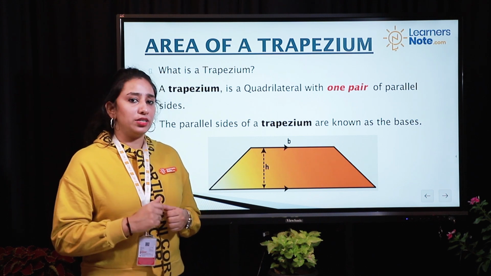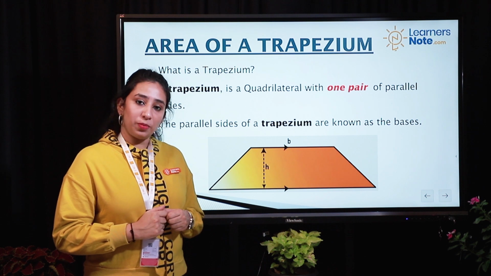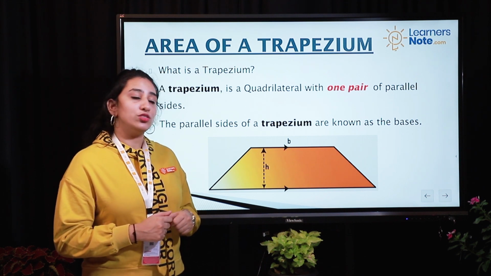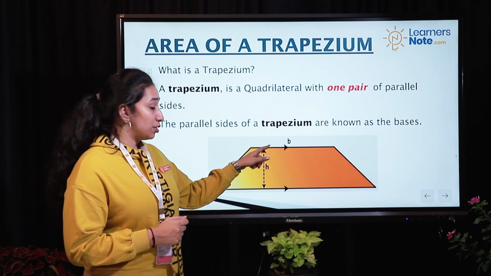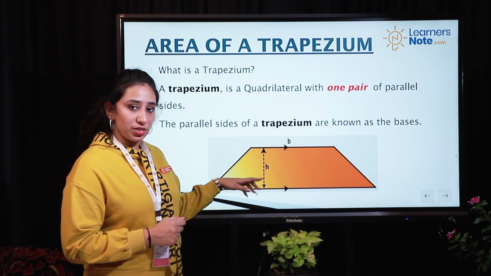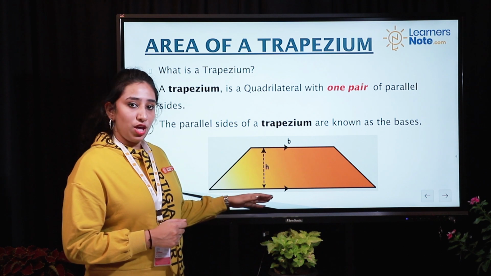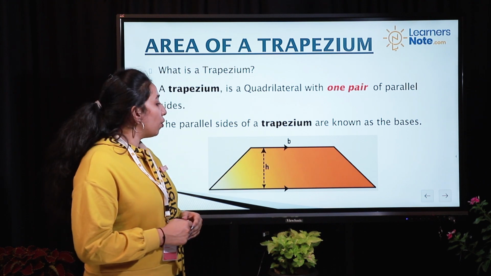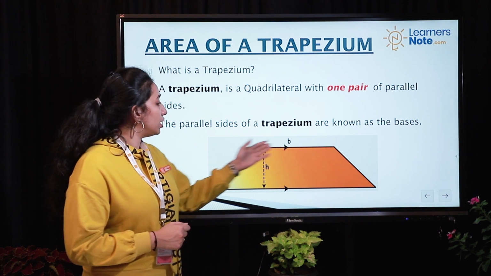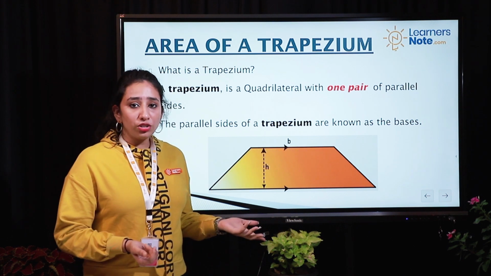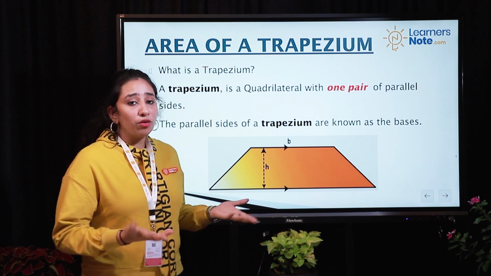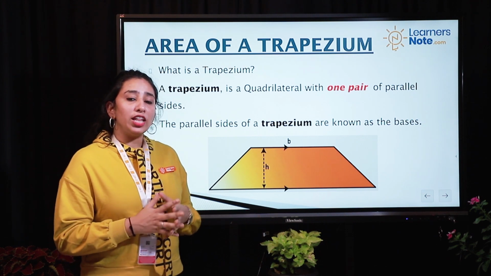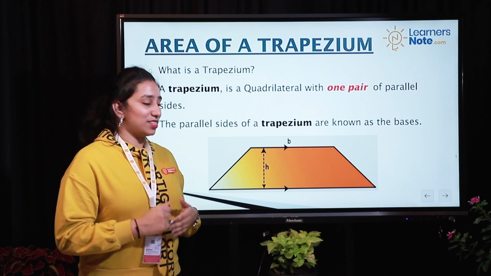In a parallelogram, when we discussed it, there were 2 equal and opposite pairs of parallel sides. But in a trapezium, we have only one pair of parallel sides. So here this is the base, and this is the other base. So there are 2 bases, and these 2 bases are parallel to each other. There's only one such set, and the other 2 opposite sides are not parallel and not equal. So we have only one pair of parallel sides in a trapezium, and we are going to find the area of a trapezium next.